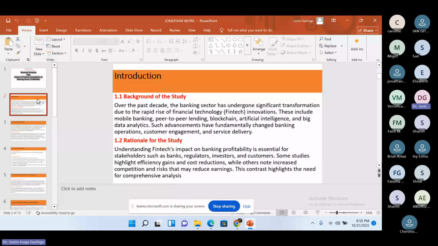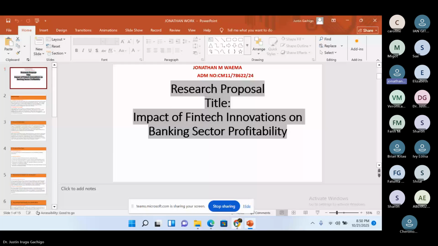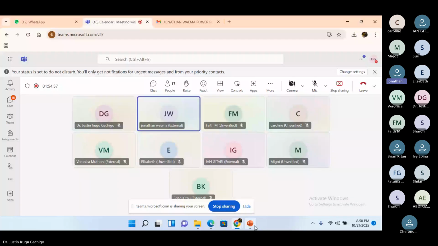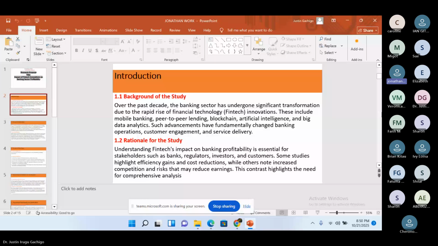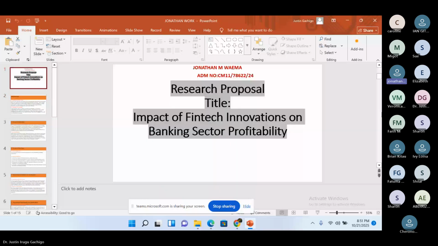Okay, fine. Proceed. So my research proposal is based on the impact of fintech innovations on banking sector profitability. I will do this research from Tharaka Nithi County, and the reason I decided to come up with this research is because first I'm in the industry, and over time we have witnessed the banking sector undergo significant transformation due to the rapid rise of financial technology innovations. This includes mobile banking, peer-to-peer lending, blockchain, artificial intelligence, and big data analysis.